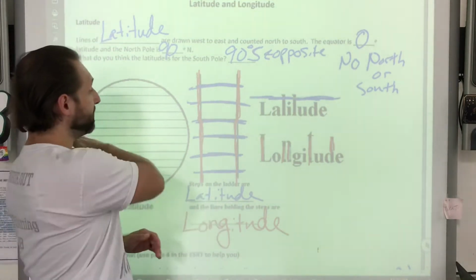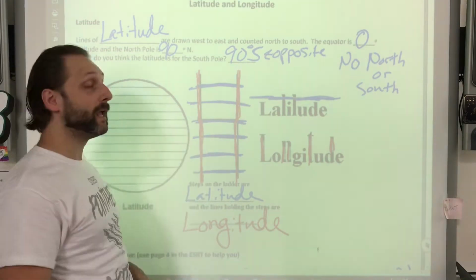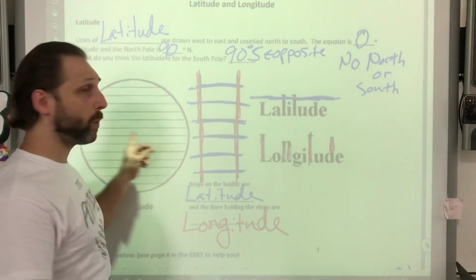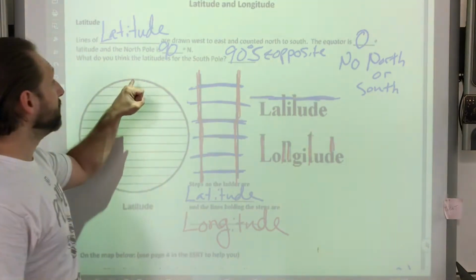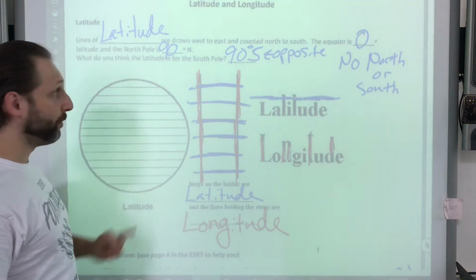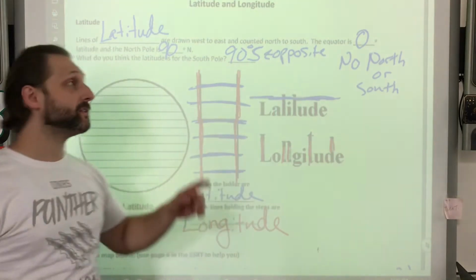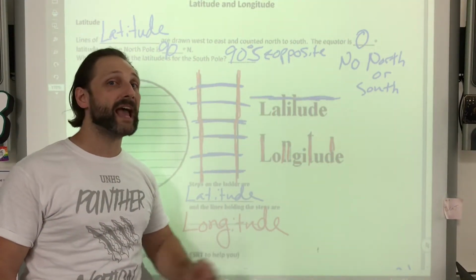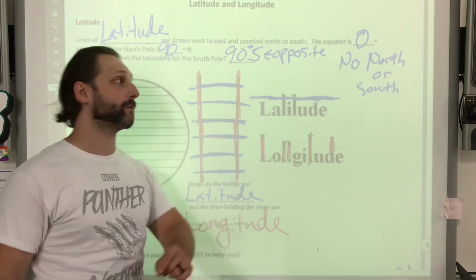Latitude tends to be drawn east to west, and there are 3 major latitude lines: the equator, the North Pole, and the South Pole. The equator is 0 degrees, and the North and South Pole are respectively 90 degrees north and 90 degrees south.